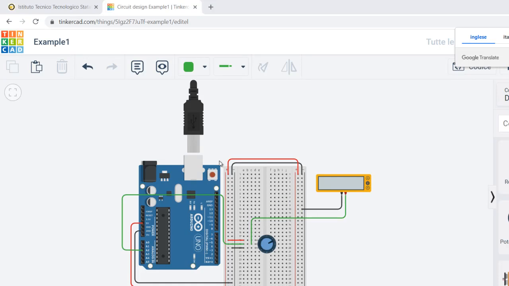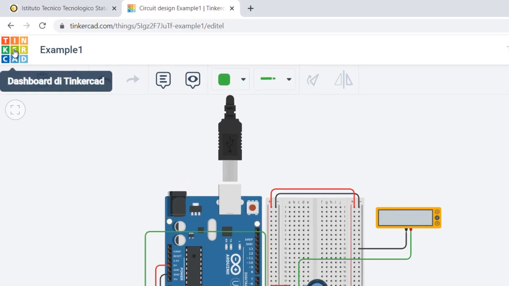Starting from this simple project, we now want to dim a LED, the light emitted by a LED, based on the voltage read on the analog input. And we also want to set the position of a servo motor based on the voltage read on the analog input. So we need to add a LED and a servo motor to this project. So we can start from this project.